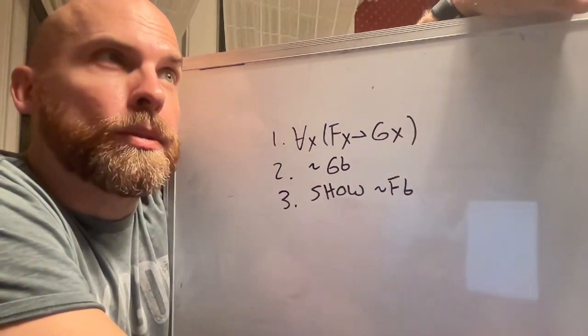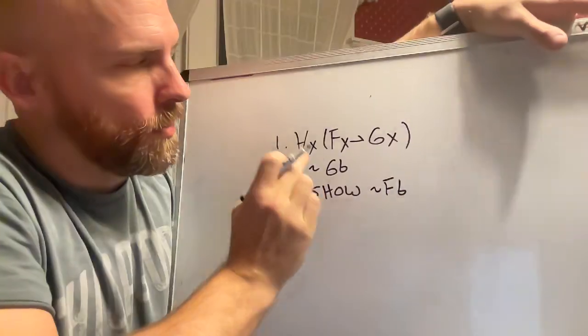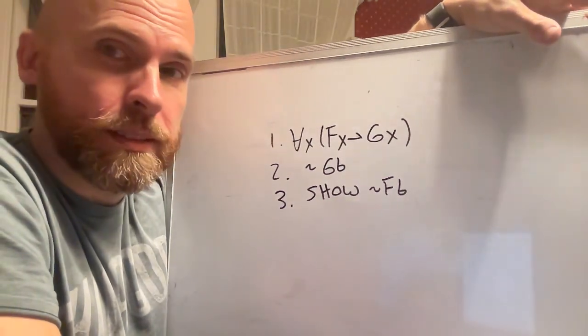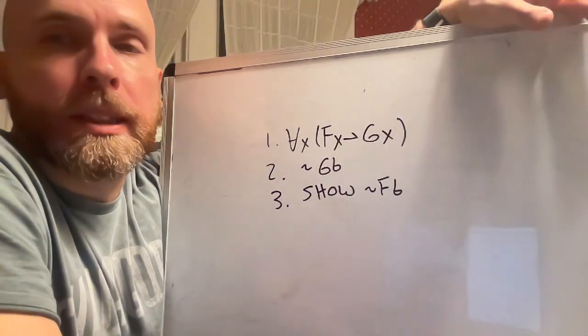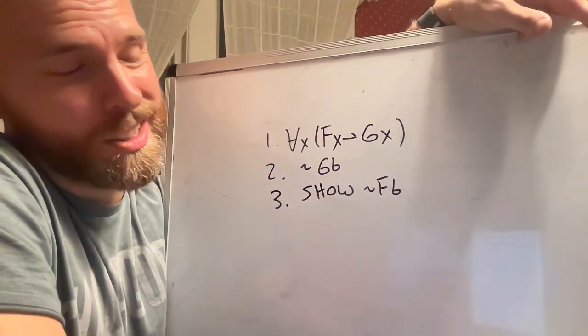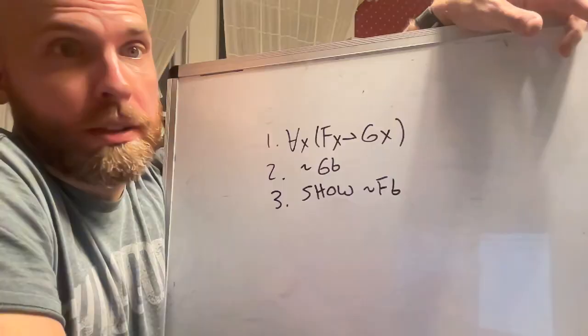Let's think about this for a second. Doesn't it make sense? For everything, if it's F, then it's G. And so Bob is not G. Shouldn't it be the case that Bob is not F? If it were F, it'd be G. If it's not G, it better not be F. Now, how do we prove this is the thing?